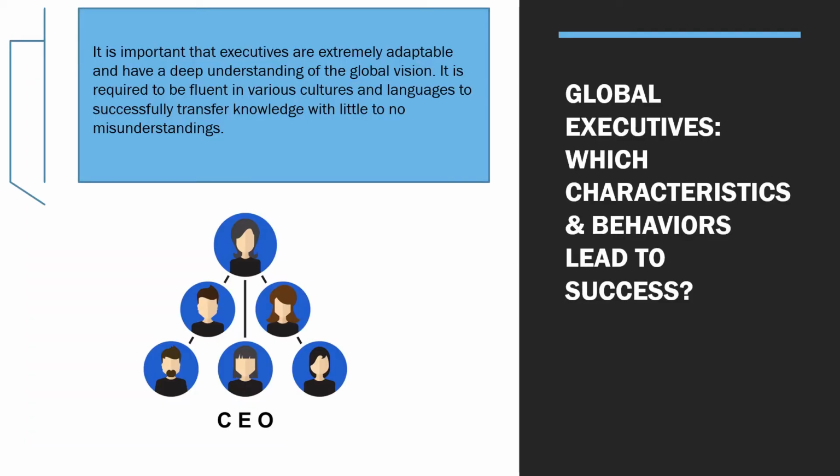Here we will go over which characteristics and behaviors lead to success. Businesses are requiring that their team members, managers, and executives have a profound understanding of the global marketplace and are capable of transferring this understanding into action. Global companies require executives who can easily adapt to other cultures, are fluent in multiple languages and cultures, and can effectively lead and be a part of an international team.